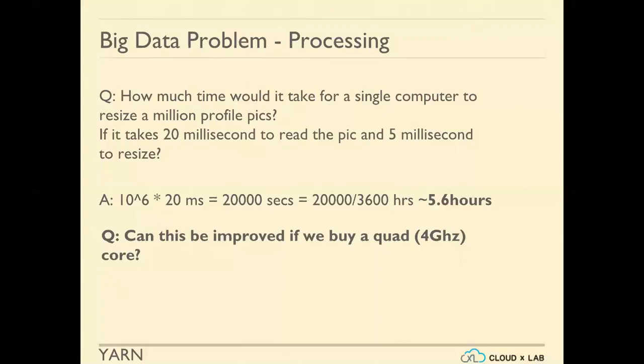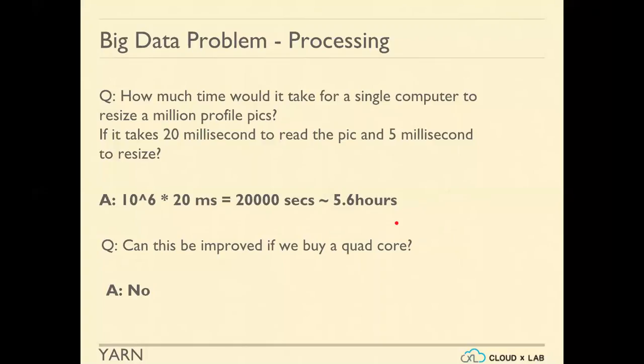Correct, Hitendra, and correct, Godwin. Yes. So therefore, even if we buy a quad core, it will not improve the process. Next question is, can this be improved if these 1 million pictures were located on multiple machines?